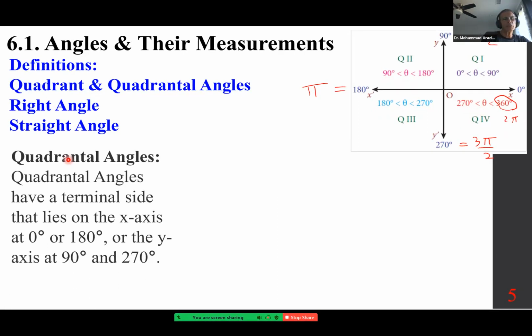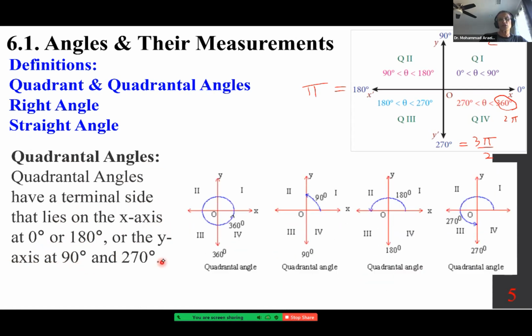What do we mean by quadrantal angles? Quadrantal angles have a terminal side that lies on either the x or y axis. The x-axis meaning 0 or 180 degrees. The y-axis meaning 90 or 270 degrees. So these are examples. As you can see, whether we say 360 degrees or 0 actually is the same. So the quadrantal angles, in this case, 360 degrees, 90 degrees, 180 degrees, 270 degrees.